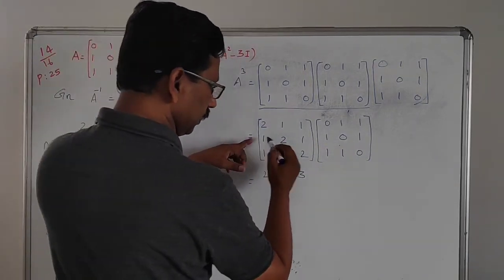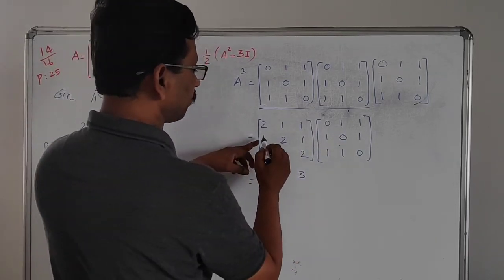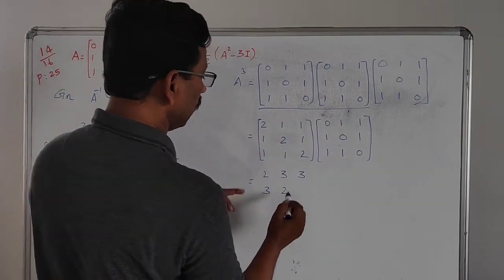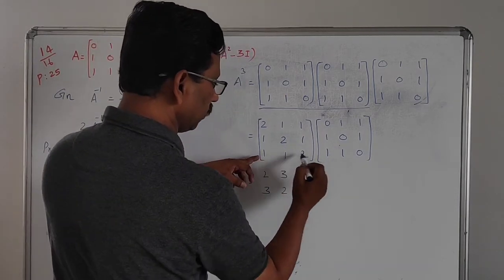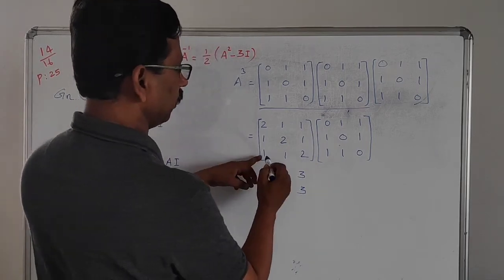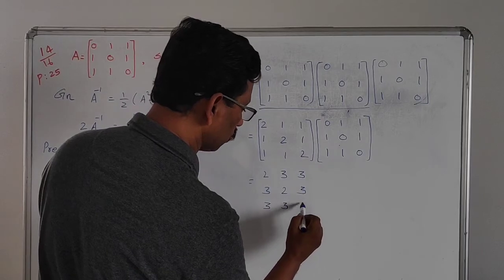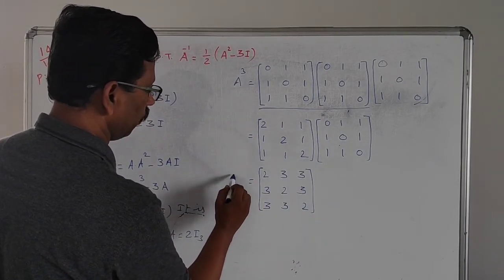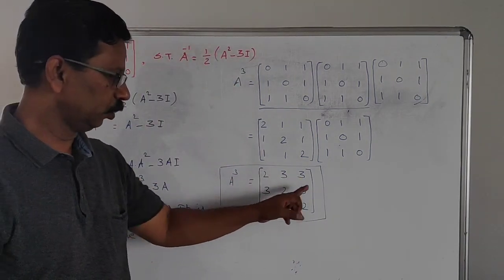Now next we can go for second row first column 0 plus 2 plus 1 gives 3. Then this one second row second column 1 plus 0 plus 1 gives 2. Then again if you multiply these things you can get 3. Similarly you can go for this one third row first column 0 plus 1 plus 2 gives 3. Then again 1 plus 0 plus 2 gives 3. Then 1 plus 0 gives 2. Now A cube equal to 2, 3, 3, 3, 2, 3, 3, 3, 2.